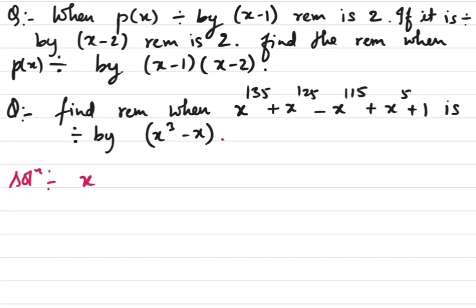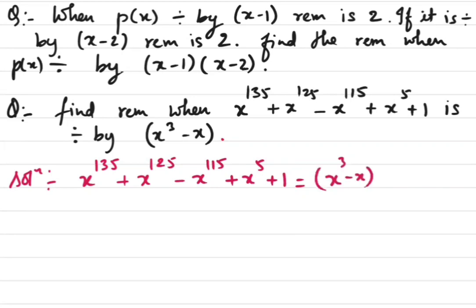So we can basically write it as x to the power 135 plus x to the power 125 minus x to the power 115 plus x to the power 5 plus 1. According to Euclid's division lemma, the dividend equals divisor, which is x cube minus x, into, I don't know what the quotient is, so let it be q of x, plus some remainder. Now what will be the nature of the remainder? The remainder would be quadratic, because the divisor is cubic. So the remainder is of the form ax square plus bx plus c.